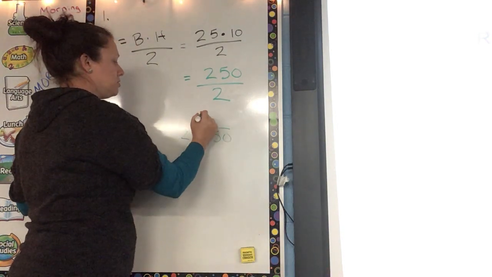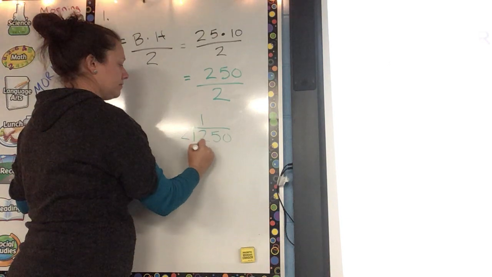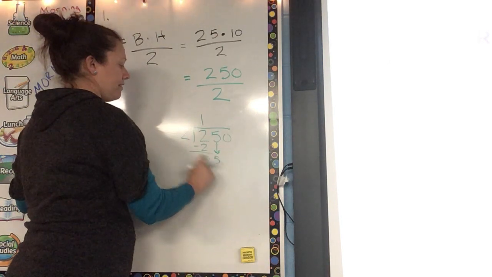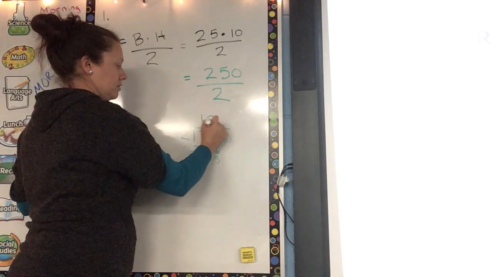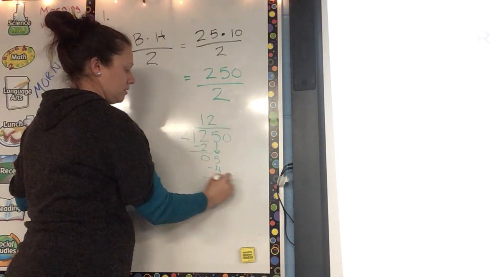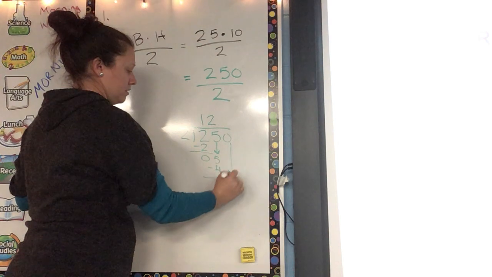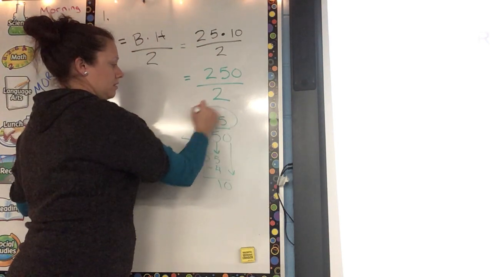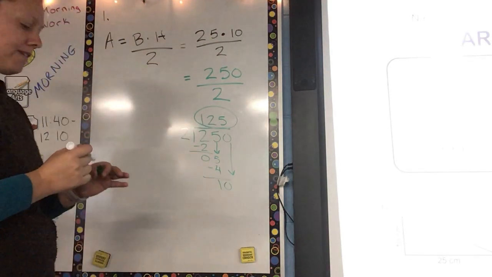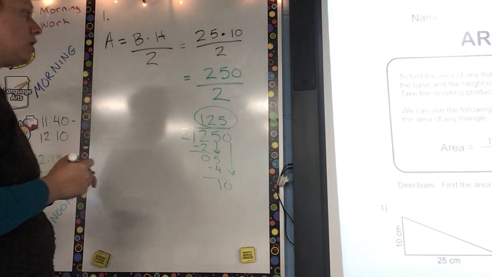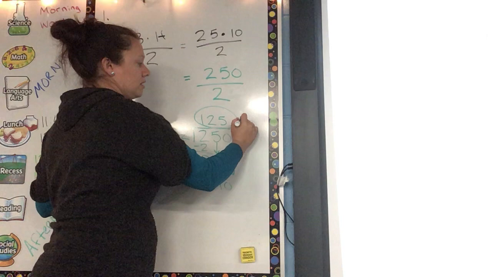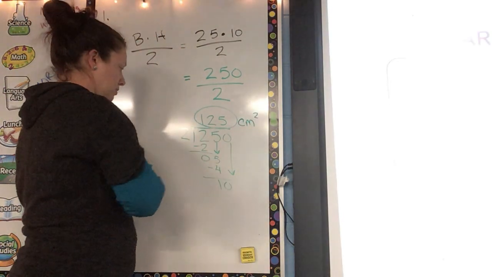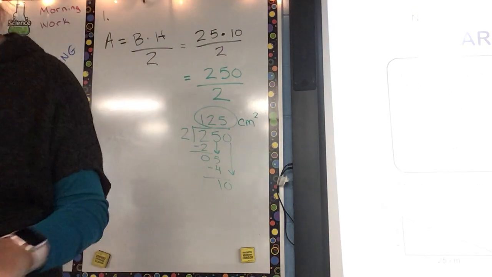What's 2 divided by 2? 4. I bring down my 5. What's 5 divided by 2? 2. What's 10 divided by 2? 5. 125. Ladies and gentlemen, you need a label. What is our label here? Centimeters squared. They use centimeters on number 1.